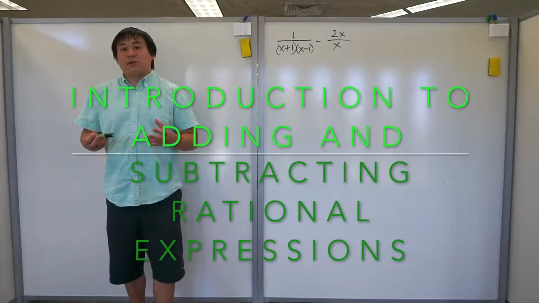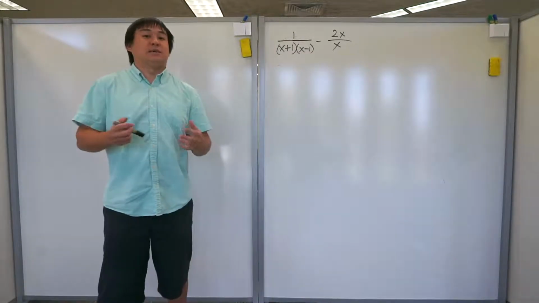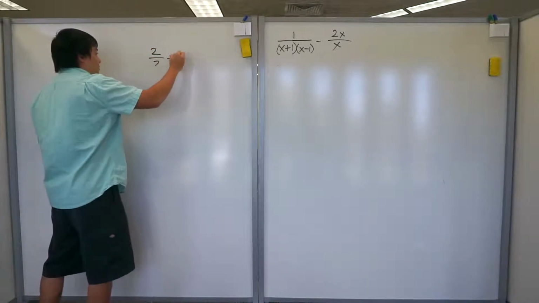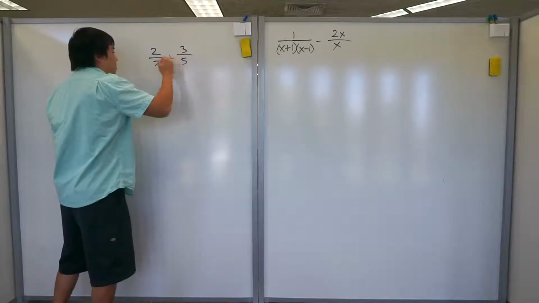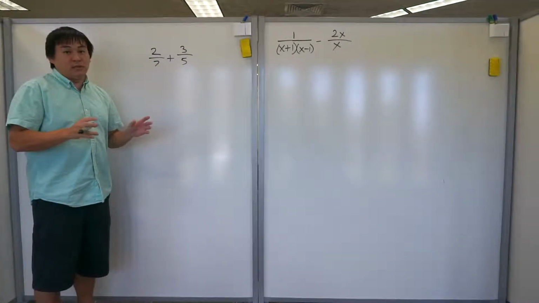Okay, so the last set of operations is addition and subtraction. We're going to group them together because the way that you do them is the same. Now, if you had a fraction, something like that, you can't just add them together, right? You need to find the LCD first.